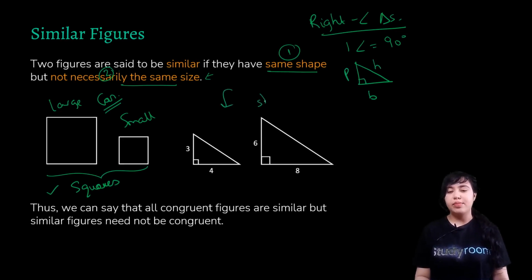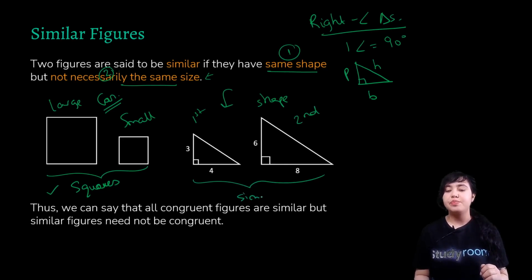So the shape is same. They are right angle triangles. Sizes, you can make out that the first triangle is smaller and the second one is larger. But here for sure I can tell you that these triangles are similar because we know their exact measurements and they do obey the rules. Those rules I'll be introducing to you in a bit.